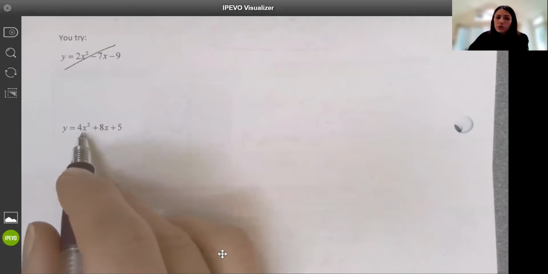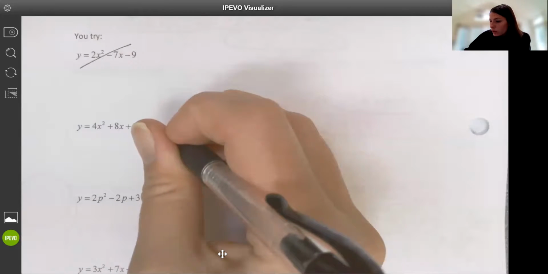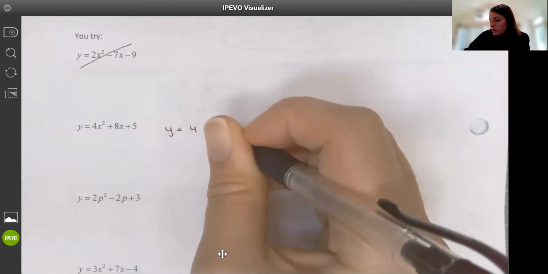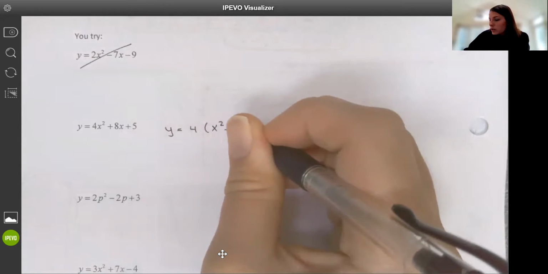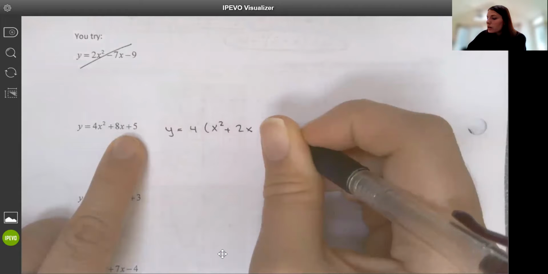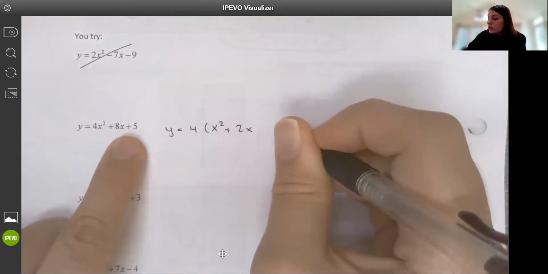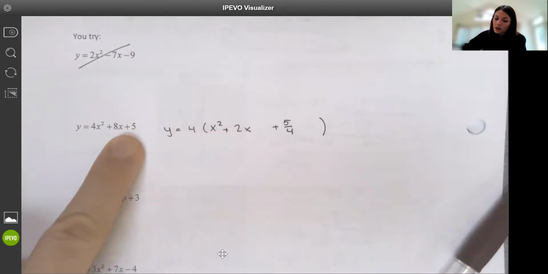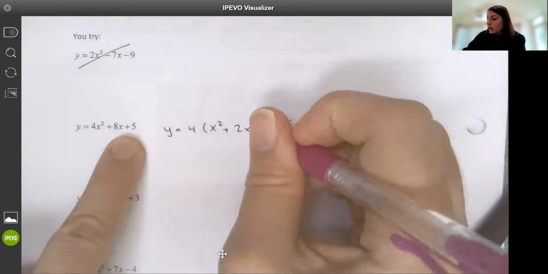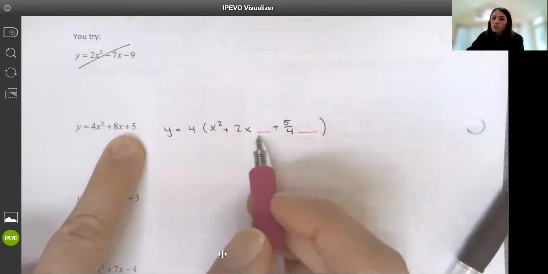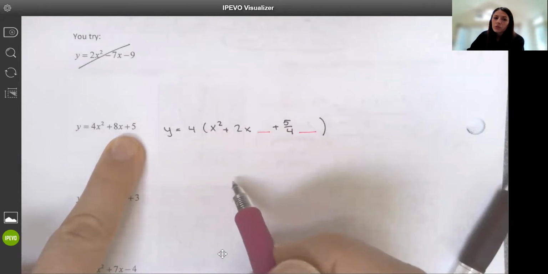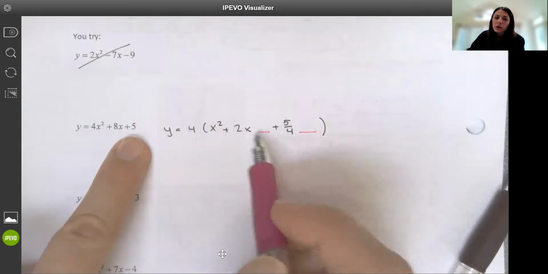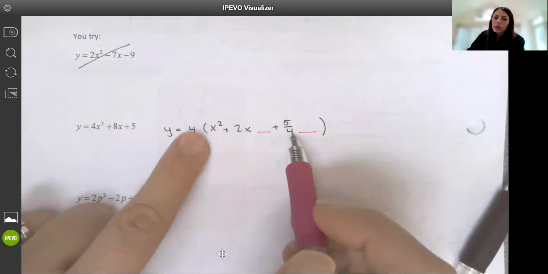So I have a leading coefficient of 4. The first thing I'm going to do is divide that 4 out. This will leave me with x squared plus 2x, and I'm going to give a little space here, plus 5/4, and a little space at the end. That way I can just go ahead and complete the square without having to rewrite the problem again. So I divided 4x squared by 4, 8x by 4, and 5 by 4. That leaves me with this.